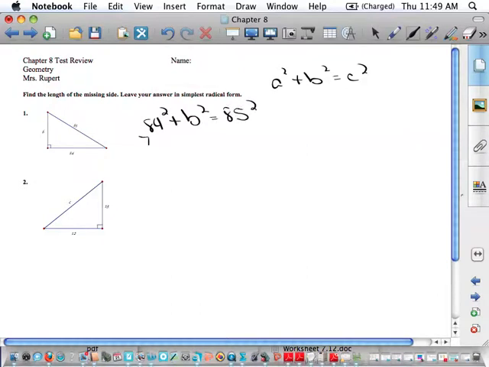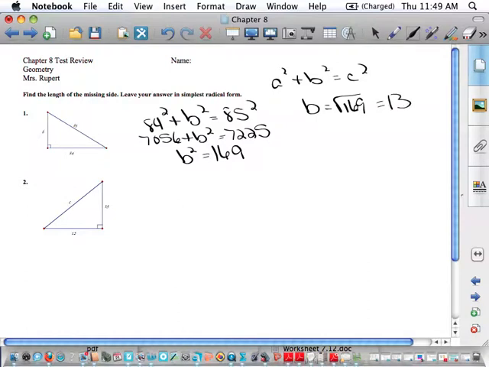Gives me 7,056 plus b squared equals 7225. So b squared is equal to 169. B is then equal to the square root of 169, which is going to be 13.